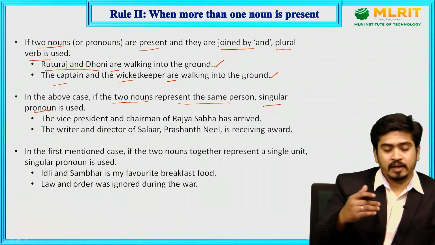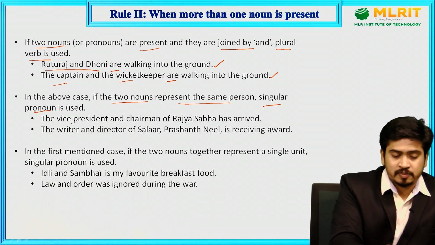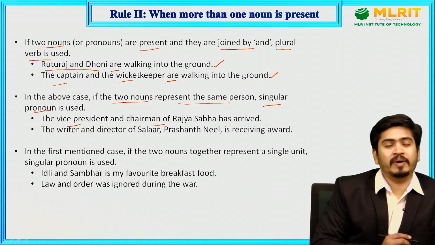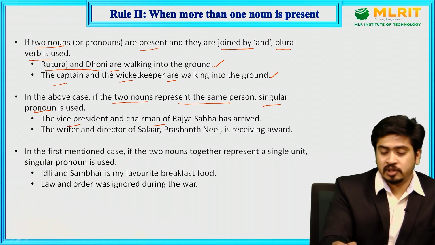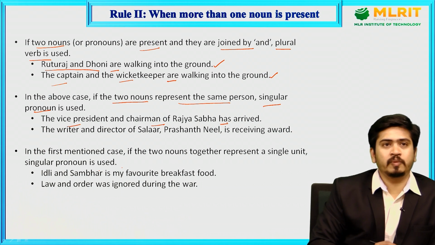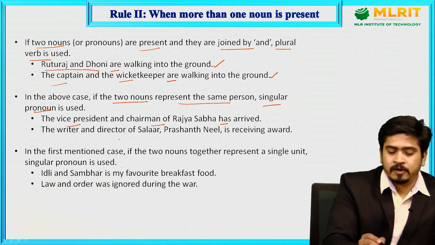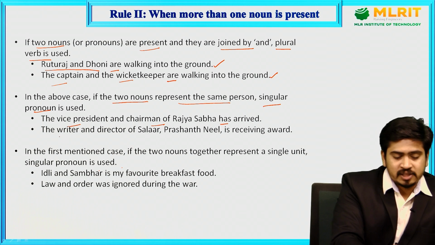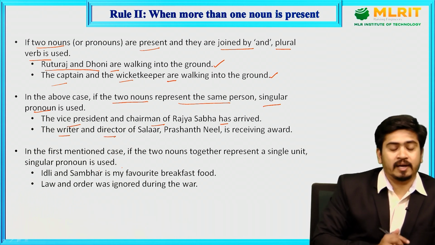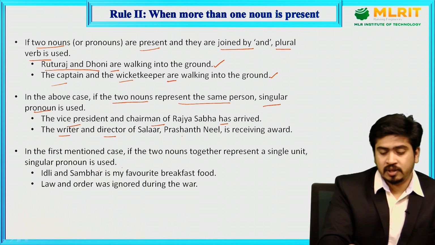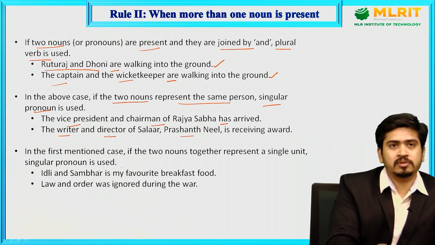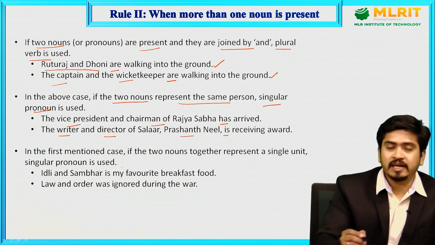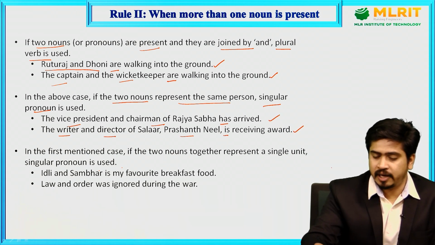Actually, as per Indian government, the vice president chairs the Rajya Sabha. So these two represent the same person, Mr. Venkaiah Naidu. So singular verb is to be used. The next one. The writer and director of Salar, Prashant Neel, is receiving award. Now Prashant Neel is writer as well as director of Salar. In this sentence we have two nouns, writer and director, but these two are representing the same person, Prashant Neel. So two different nouns but representing the same person, singular verb should be used. So this is also correct.